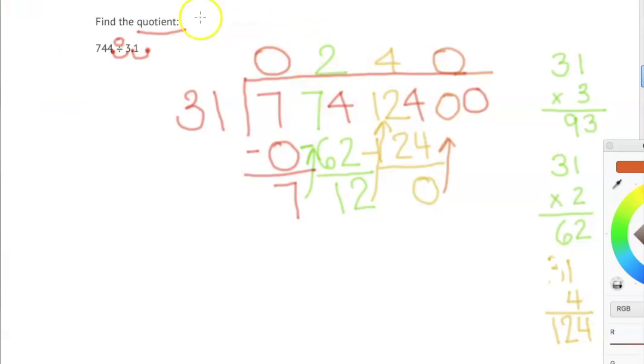Okay, so we just had to find the quotient. That's what they asked us to do. So that's the answer to a division problem, and that answer is 240. Hope that makes sense.